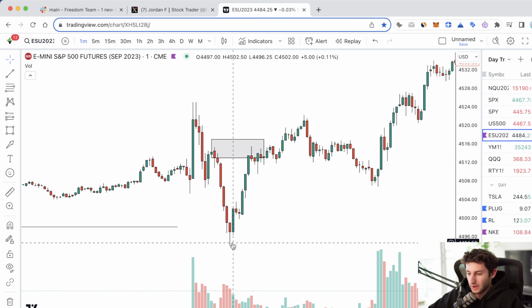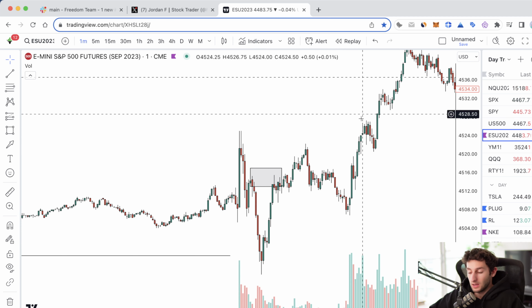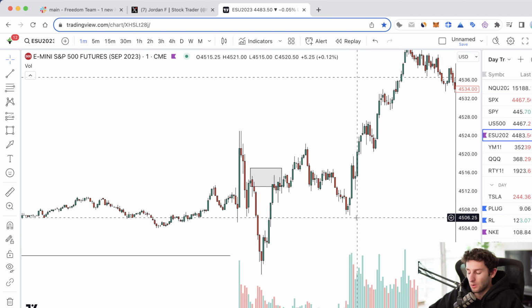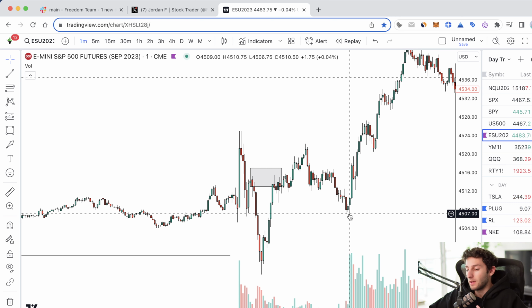So if I understand that, and I understand that my overall bias is long up to 4536, I'm essentially looking for a pullback to get long. Now, where do I know to get long in that pullback? How do I know how to enter and exit? Where do I actually structure out the trade? I'm going to break that down for you.